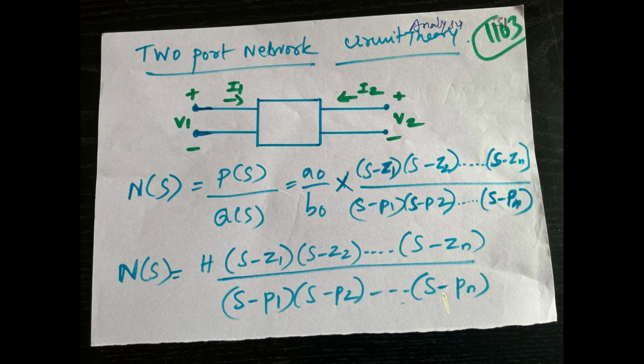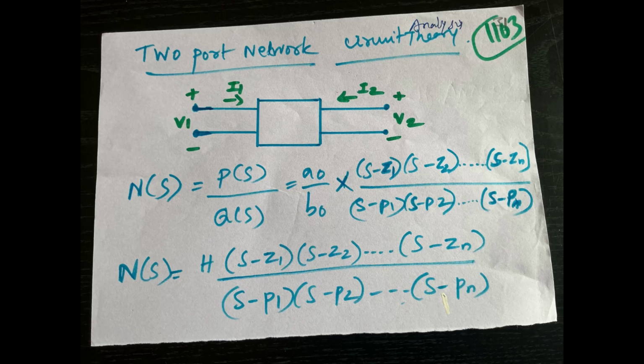Circuit analysis, two-port network. The box consists of a two-port network, with plus minus V1 supply and plus minus V2 supply. That is, two supplies are connected. I1 is a current, I2 is a current. The network function N of S is P of S divided by Q of S.